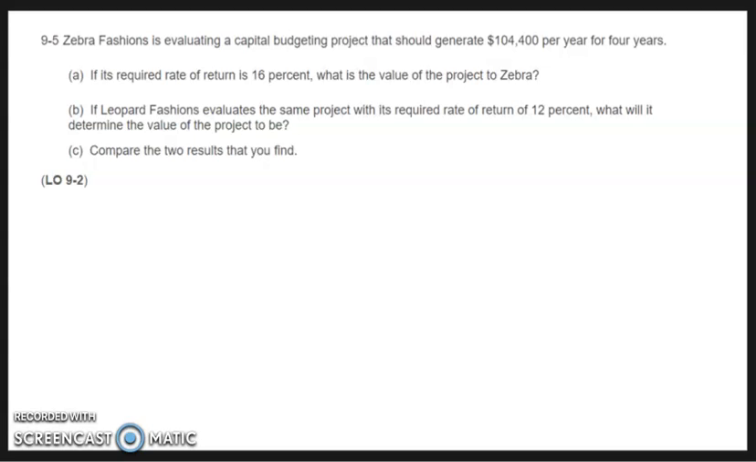Okay, this is problem 5 from chapter 9 of CFIN7. So, Zebra Fashions is evaluating a capital budgeting project that should generate $104,400 per year for 4 years. If its required rate of return is 16%, what is the value of the project to Zebra? So in other words, what's the maximum that Zebra should pay for it?